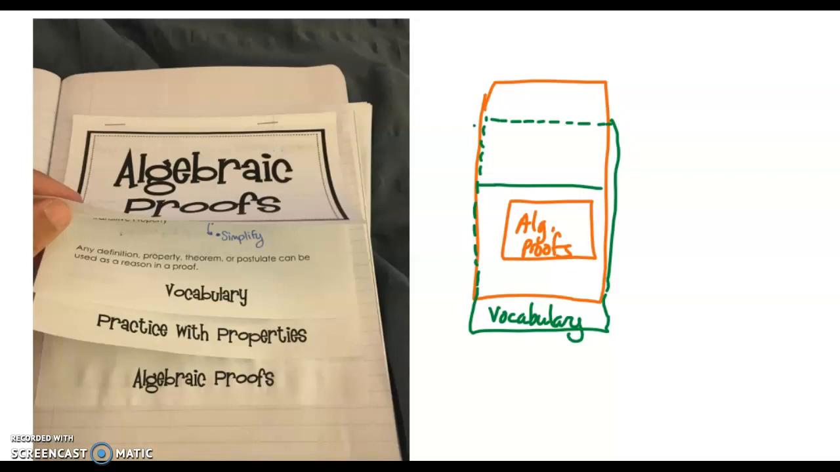So when it shows up, you should have a shorter tab that says algebraic proofs right here. Then the next shortest tab is vocabulary. The third tab is practice with properties, and then algebraic proofs. Okay, and I would fill it out before I glue it in.